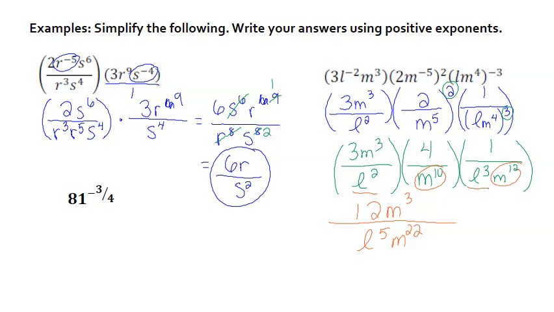I have a 3 and 22, so all 3 of my m's in the numerator are going to cancel and leave me with 19 in the bottom. So my final answer here is going to be 12 over l to the 5th times m to the 19th power.